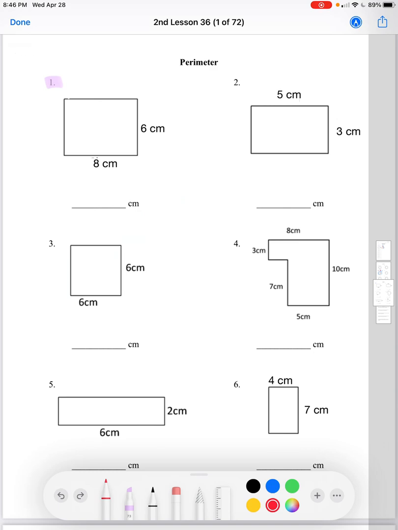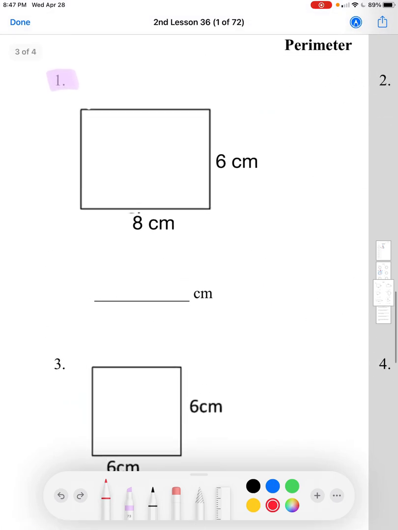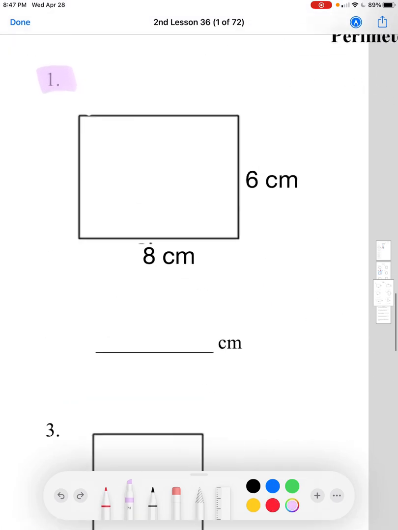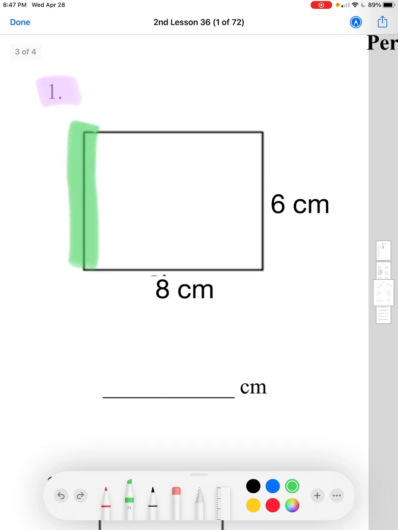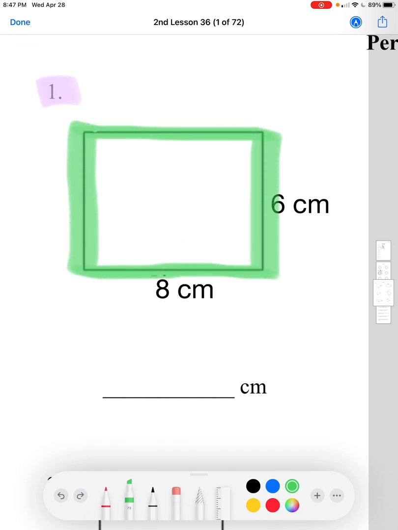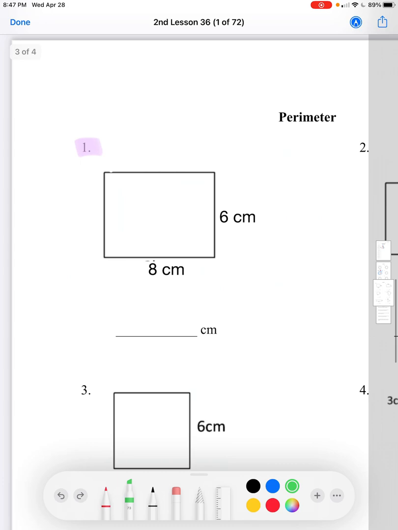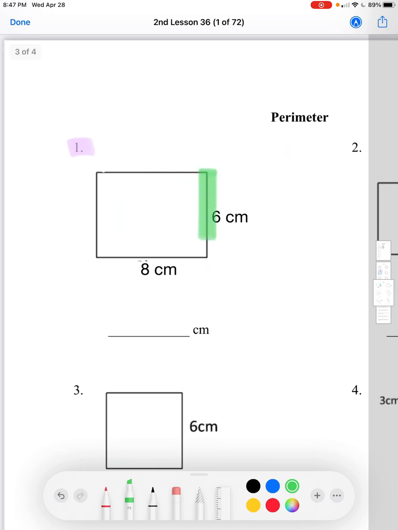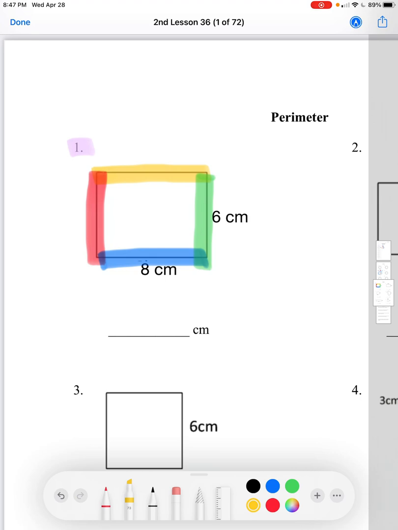Let's go over perimeter. Perimeter is the total distance around a shape. So this distance, we're looking for this distance right here. How long is this? So basically what we're going to be doing is we're going to add this side to this side. We're going to add that to this. Add that to this. We're just looking for the lengths of each side, and then we're going to add it all up to find the total.